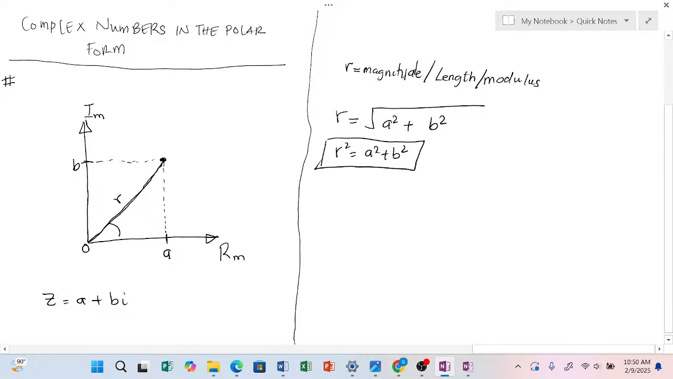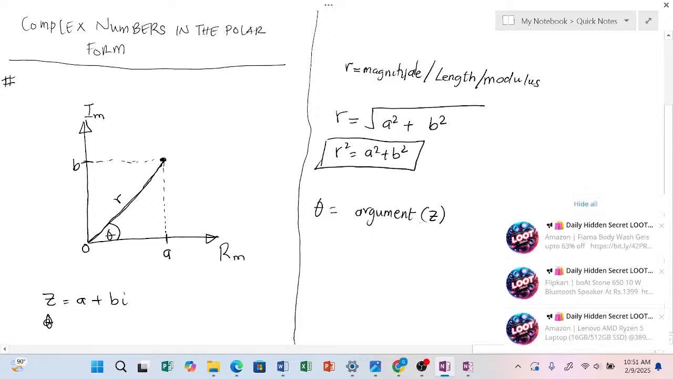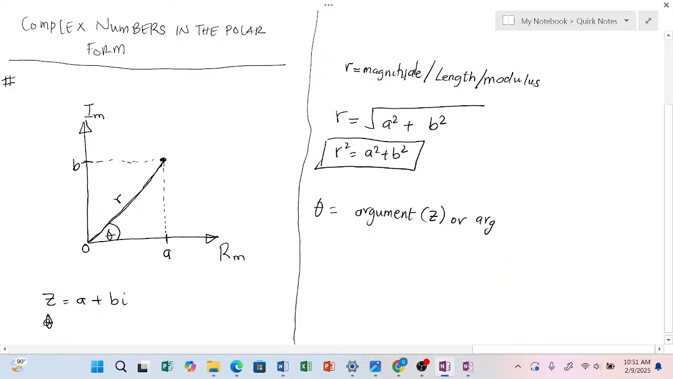Then the angle here, who can tell me what it is? Type it. Who can tell me what that angle is? So that angle is the argument. So theta, let me write it here. Theta is our argument, or the angle. The argument of z. So we can write it as this, or we can write it as arg of z.